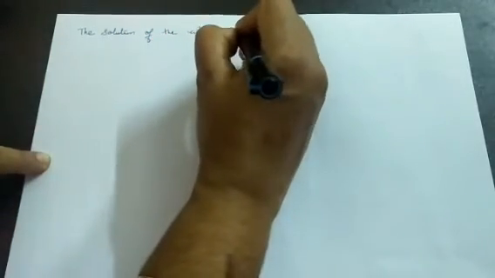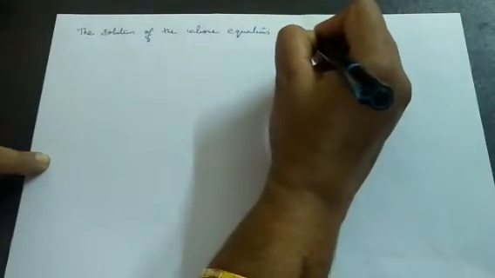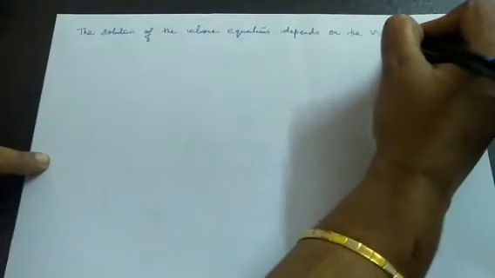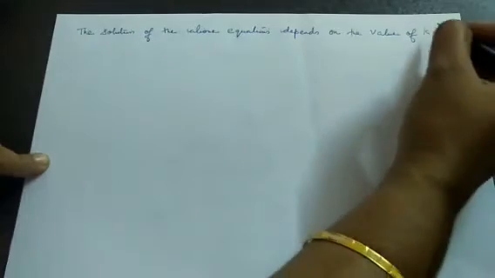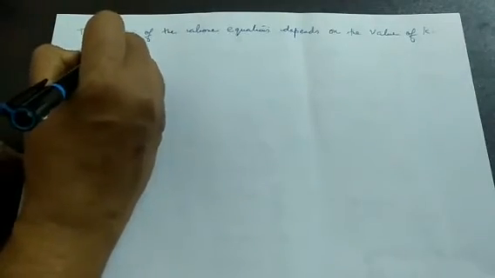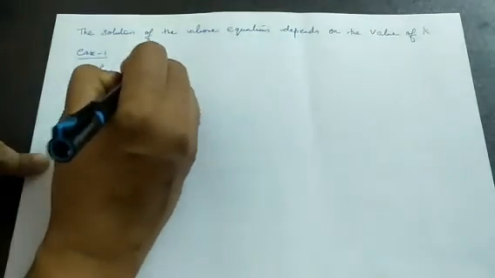Now the solution of the above equations depends on the value of k. The possibilities are: k can be positive, k can be negative, k can be 0. So we will take each case, first of all when k is positive.